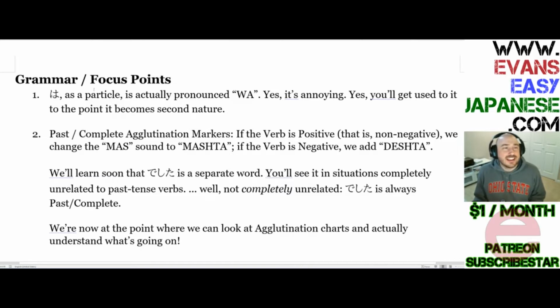Great. So number 1, the wa particle. When it is a particle, it's pronounced as wa, despite it being a ha. Yes, it's annoying. Yes, you'll get used to it to the point that it becomes second nature. Unless you're John, because you still don't know hiragana.